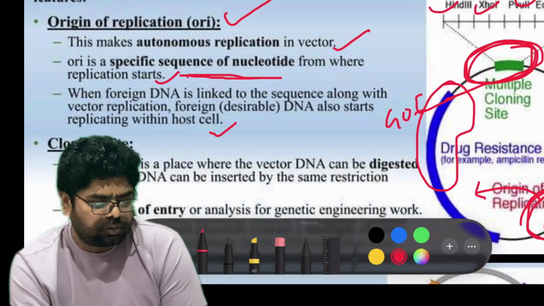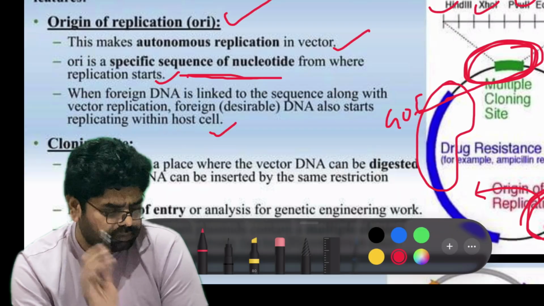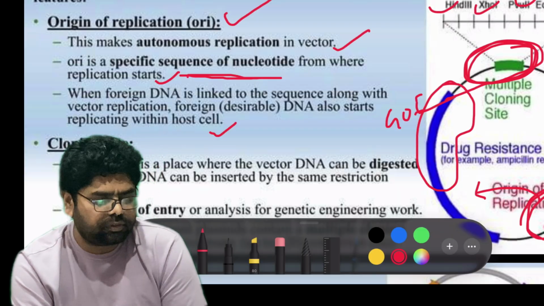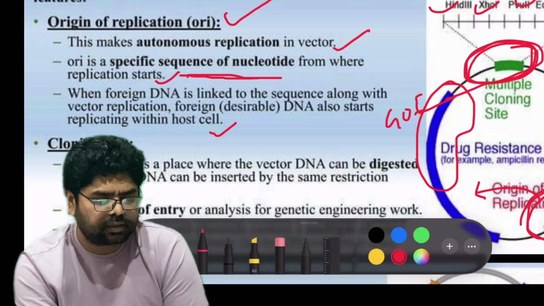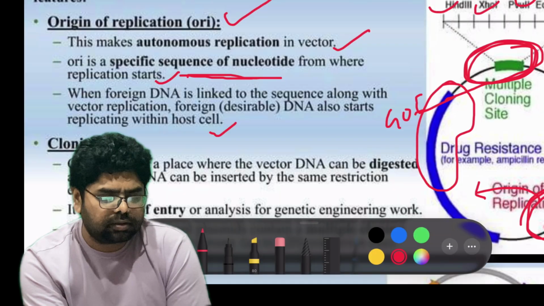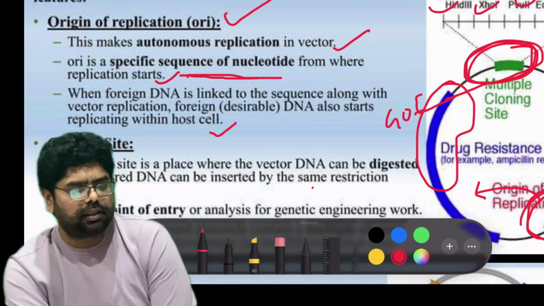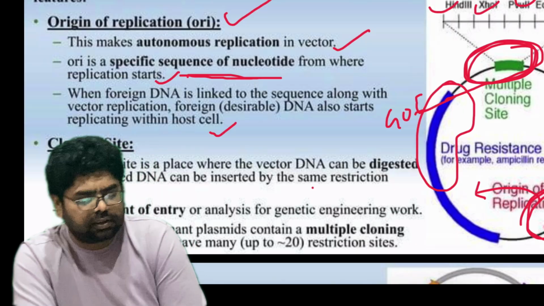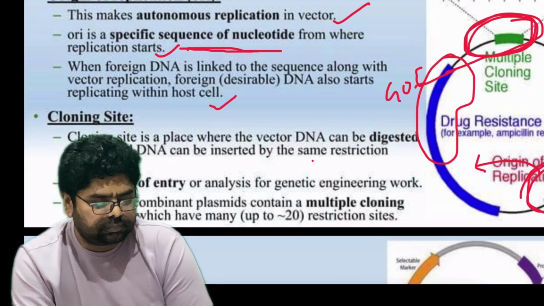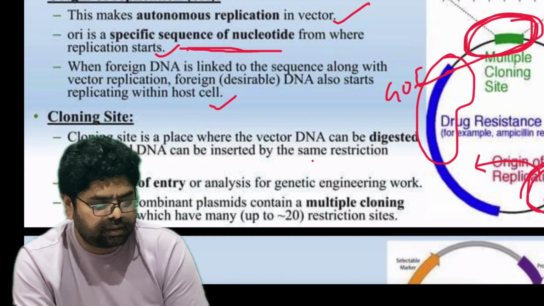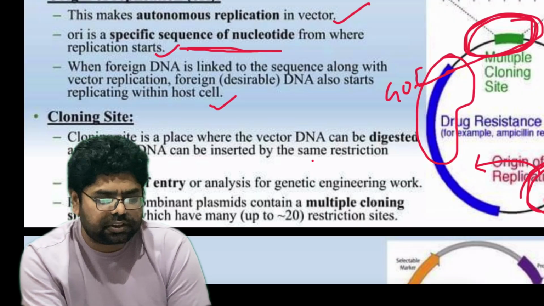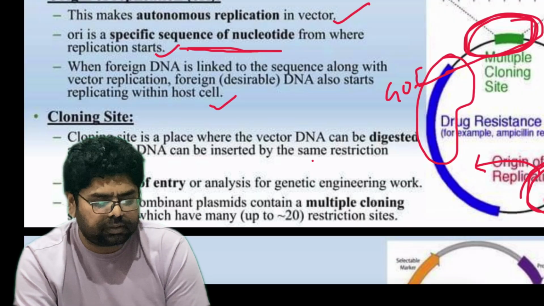Now we'll see about the cloning site. So basically, it is a point of entry for genetic engineering work. Recently, recombinant plasmids containing a multiple cloning site which have up to 20 restriction sites have been developed. Okay.